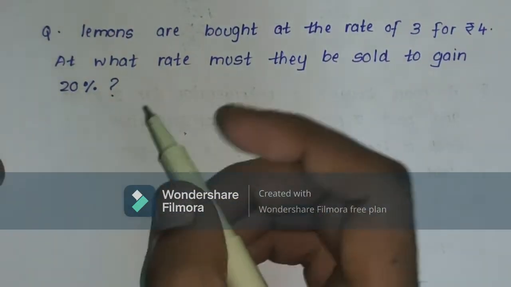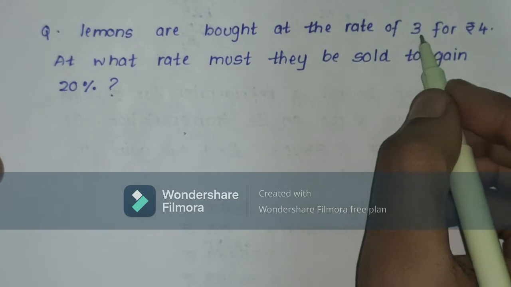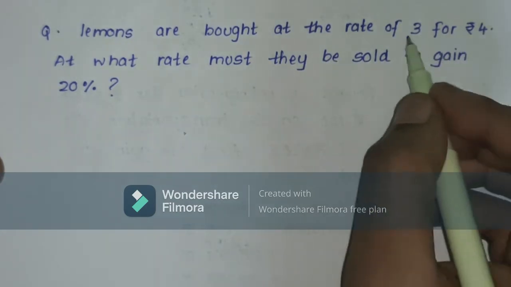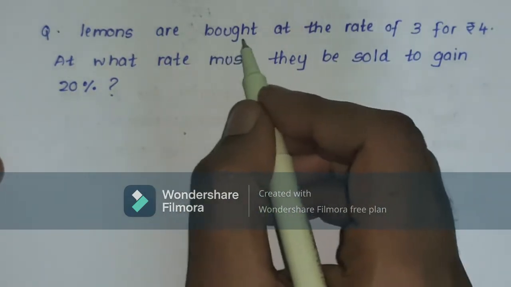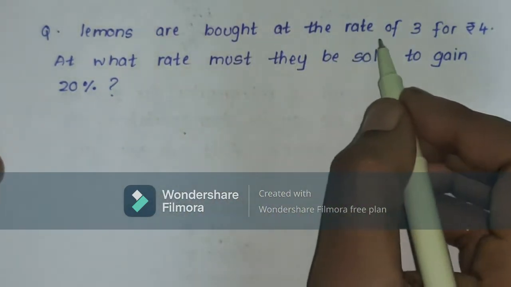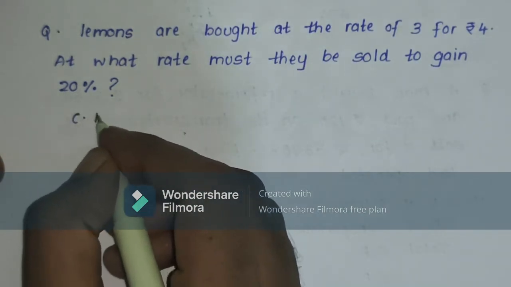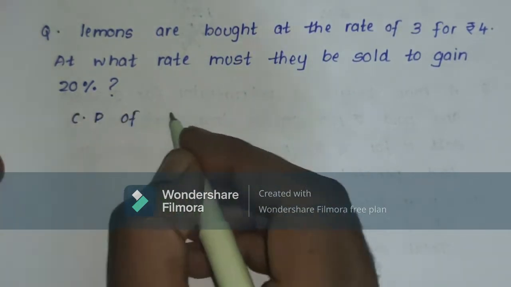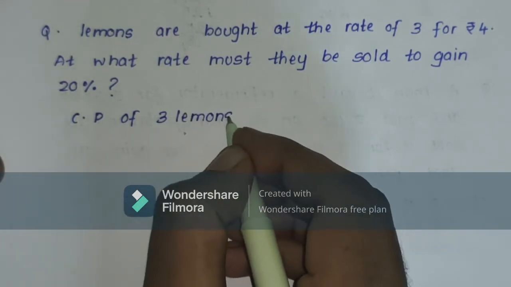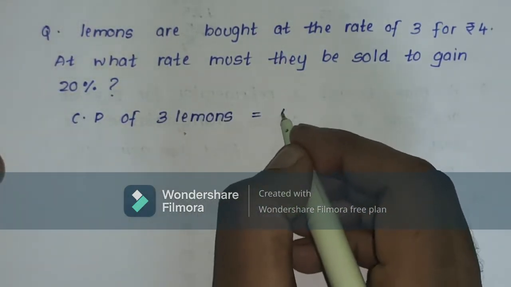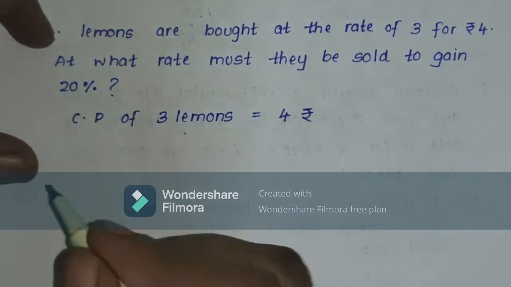Now student, the next question. Lemons are bought at the rate of 3 for rupees 4. 3 lemons cost rupees 4, student. Bought means what? Cost price, right? But the cost price is for 3 lemons. So we will write down the given data. CP of 3 lemons is equal to 4 rupees. Yes, but we want the CP of 1 lemon, student.